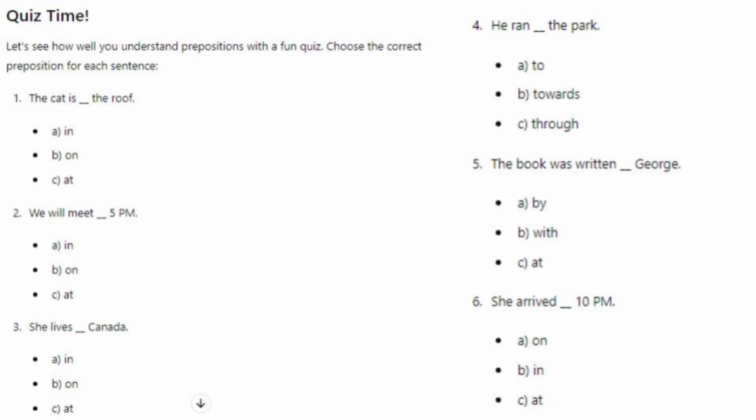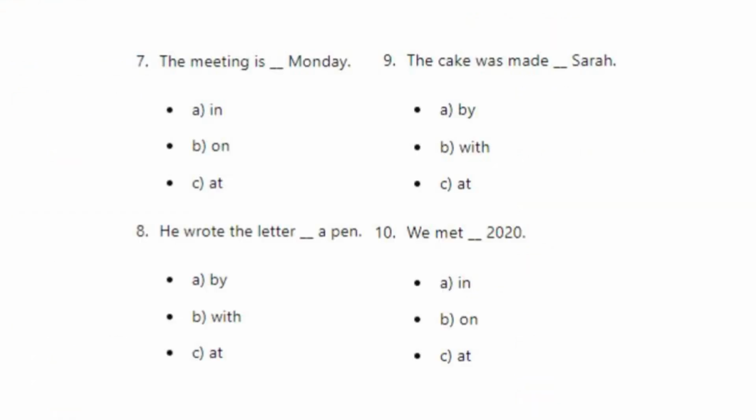6. She arrived blank 10 p.m. A, on, B, in, C, at. 7. The meeting is blank Monday. A, in, B, on, C, at. 8. He wrote the letter blank pen. A, by, B, with, C, at.